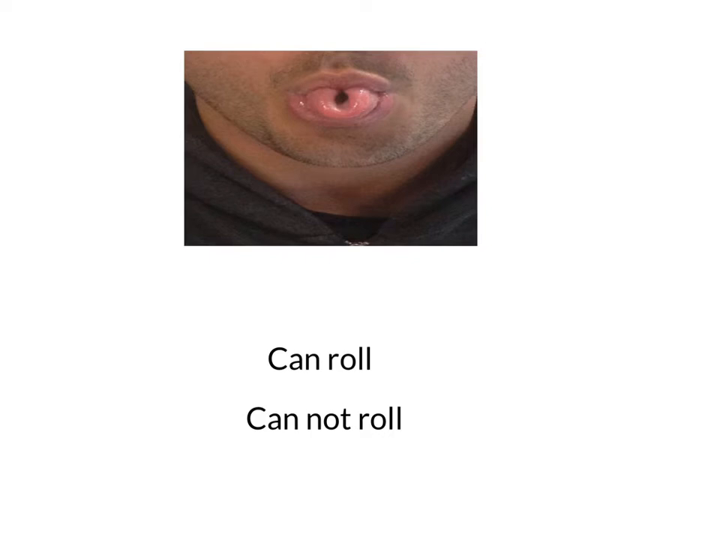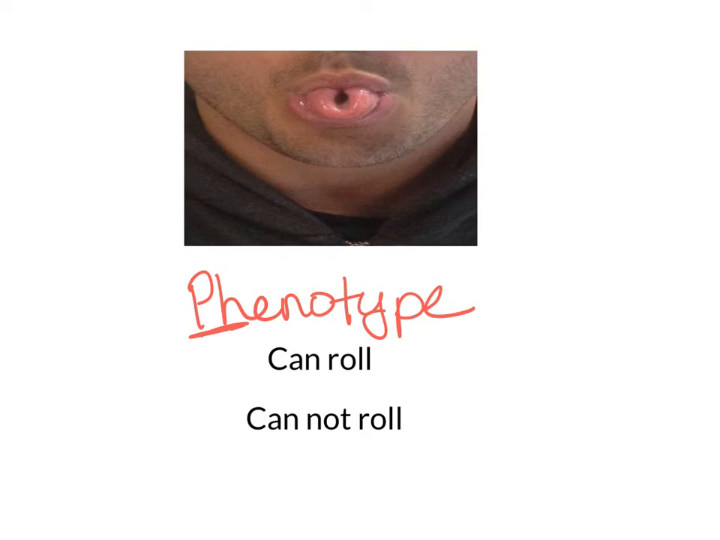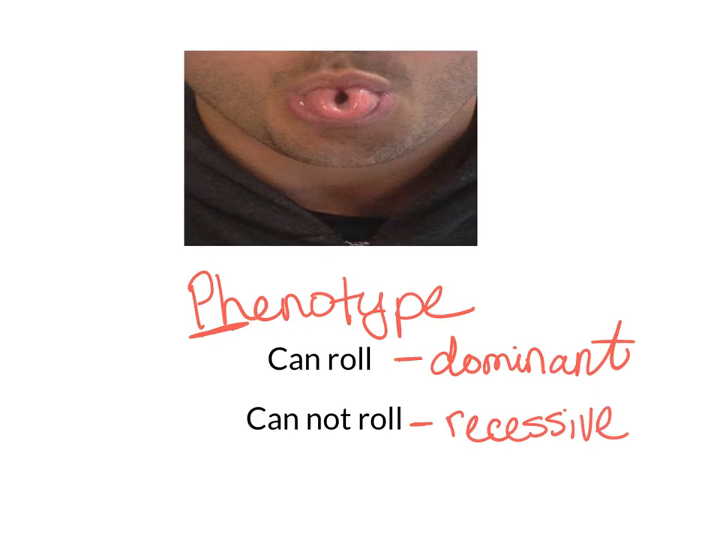And the physical trait, just a reminder, is called the phenotype. One way we remembered that was pheno is the physical trait, some kind of characteristic that the person or other organism has. In this case, we're looking at tongue rolling. So if you can roll your tongue, tongue rolling is the dominant phenotype. And if you cannot roll your tongue, that is the recessive phenotype.